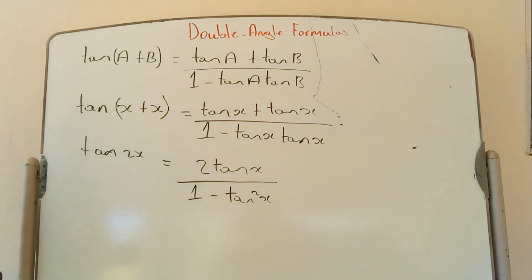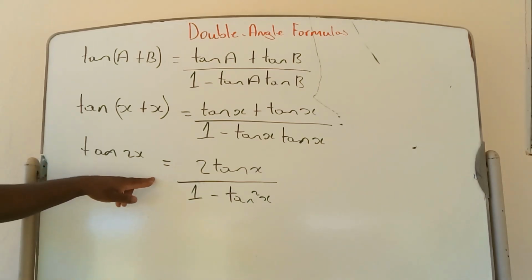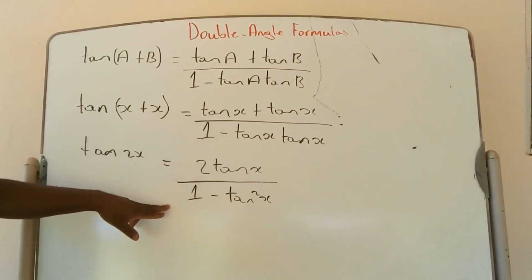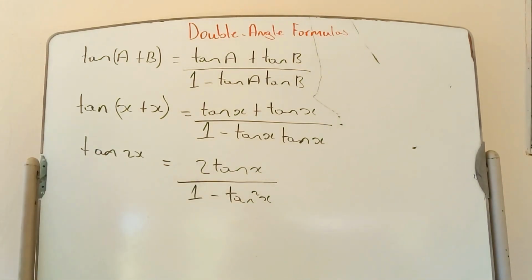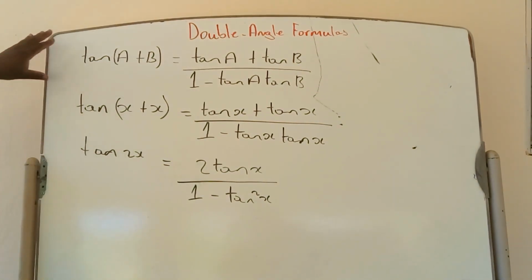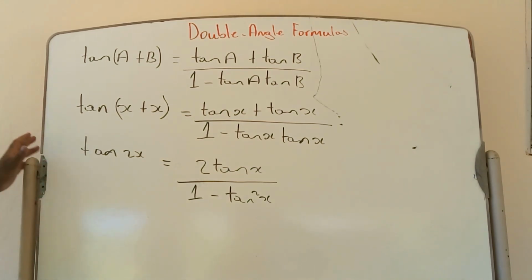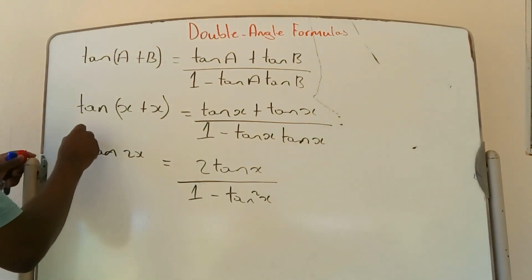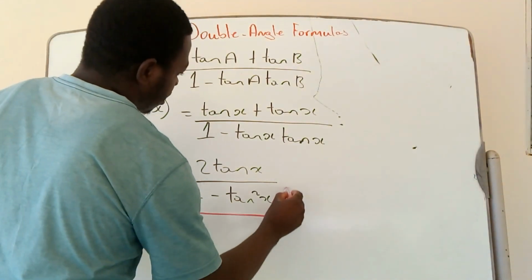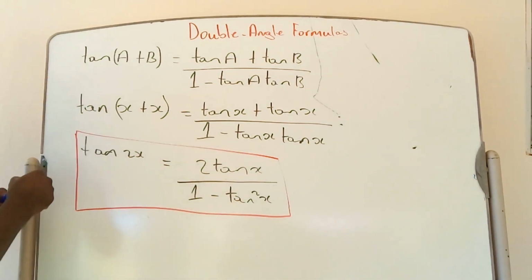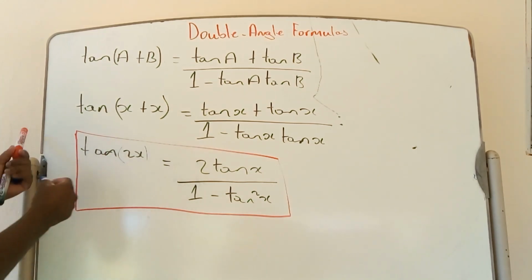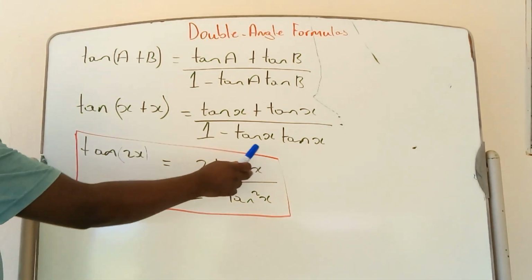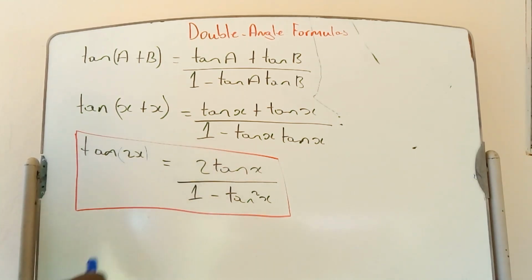Alright? So the double angle identity for tan 2x is equal to 2 tan x all divided by 1 minus tan squared of x. This is beautiful, right? Taking what we know to create what we don't know. So this is the double angle identity for tan 2x, right? So tan 2x is equal to 2 tan x all divided by 1 minus tan squared of x.